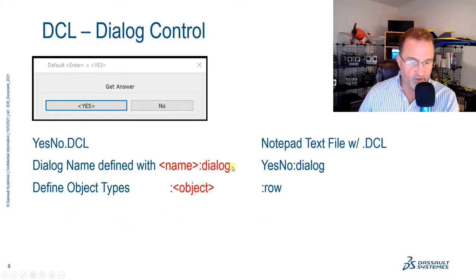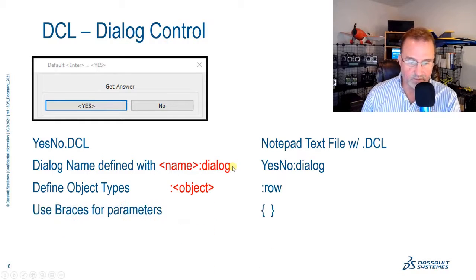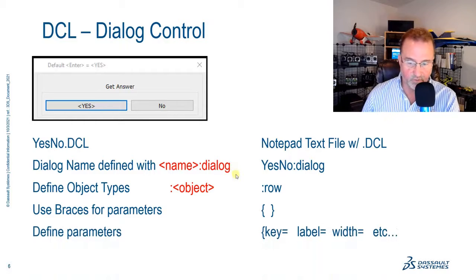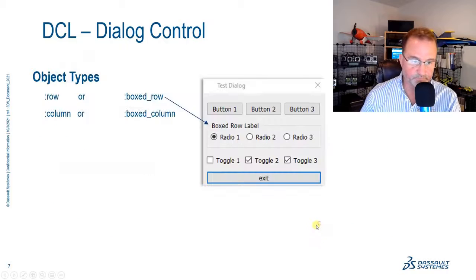And then we're going to define the different objects in this dialog box, and then we will have parameters for those objects, and then within those braces is where you're going to see the parameters with the name equals and then the value for those parameters. So what type of objects do we have? Well, we can create rows and columns, and in this case we can also do boxed rows or boxed columns.